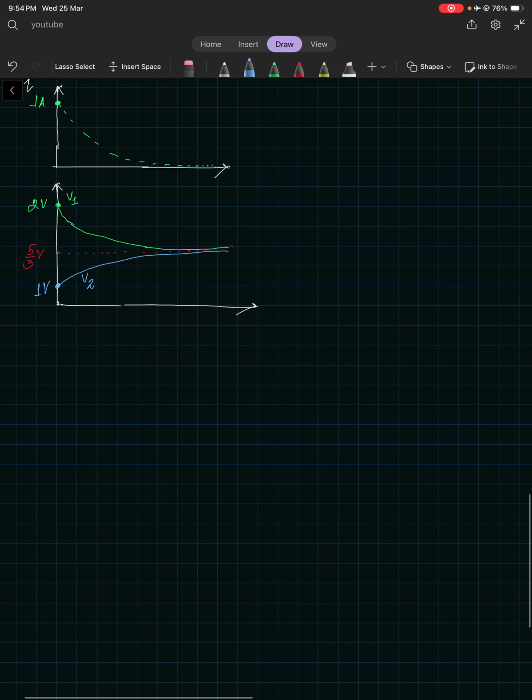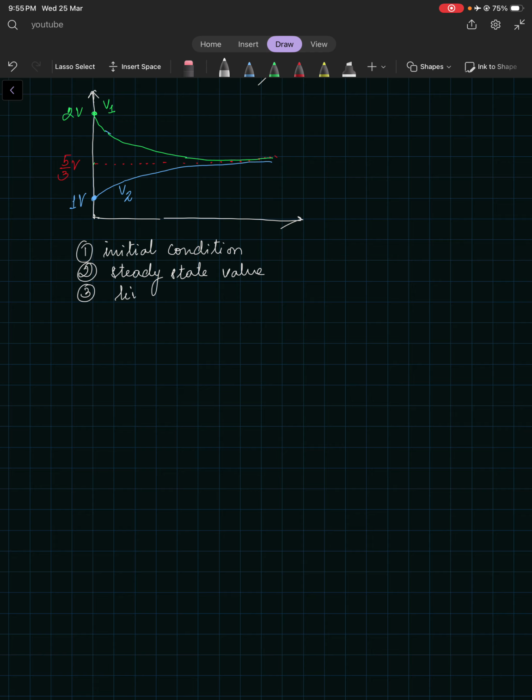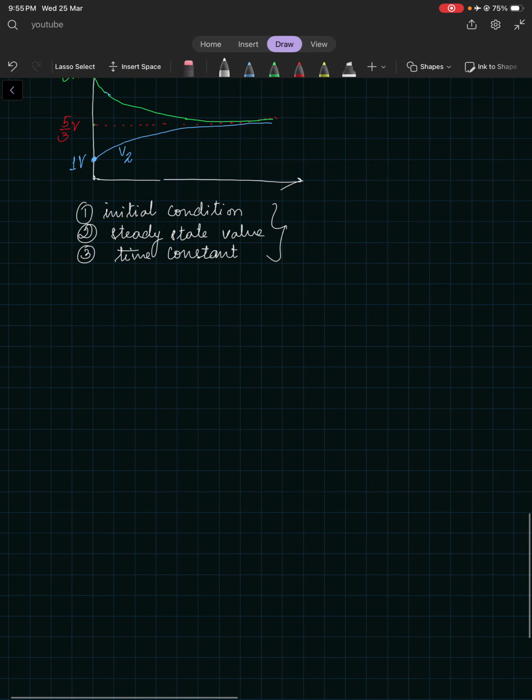Okay, so the key point is, if you know the initial condition, if you know the steady state value, and third, the time constant, if you know these values, you can directly write the equation for first order circuits. I have already given this in the previous lecture.